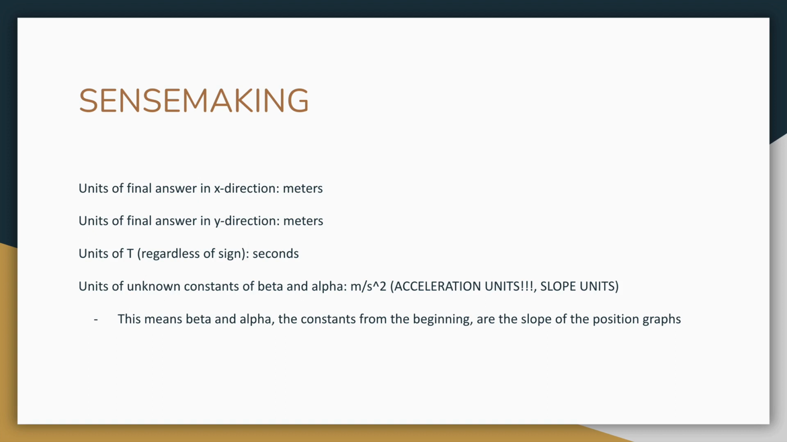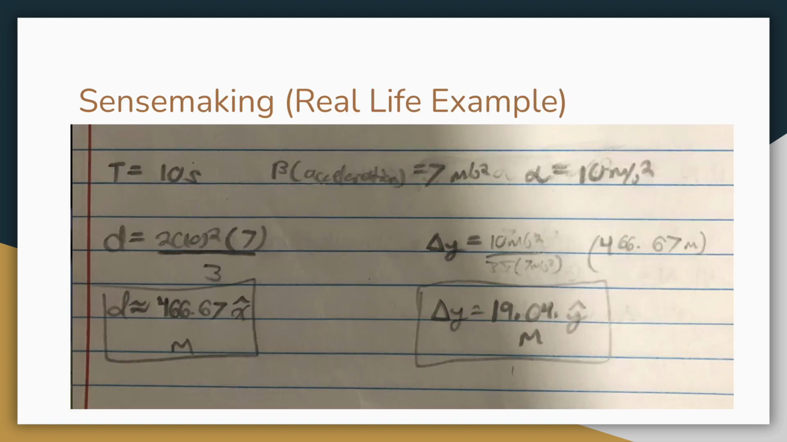And now this is a real-life example problem. For my example problem, I chose to plug in a time value at t is equal to 10 seconds, because why not? The acceleration in the x direction, or beta, is equal to 7 meters per second squared, and the acceleration in the y direction is 10 meters per second squared, just the opposite of gravity, just for fun. I plugged these numbers into my functions and was able to get my distance traveled horizontally, d, and vertically, the change in the y direction.